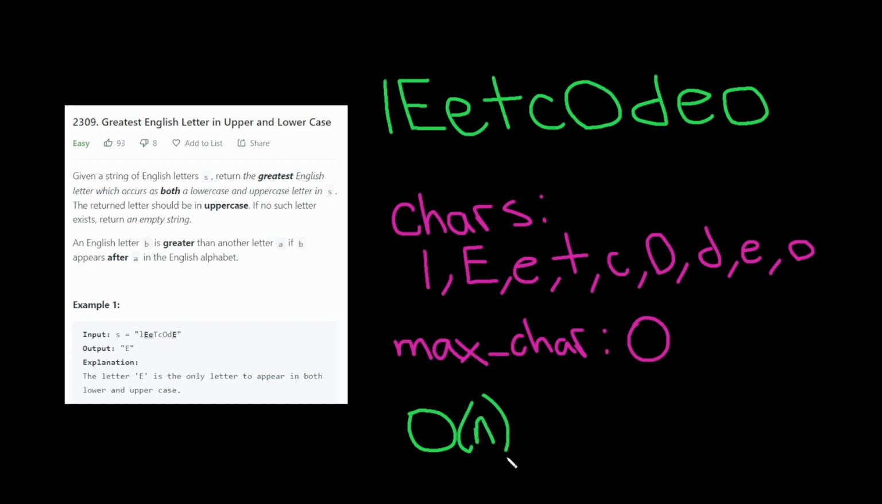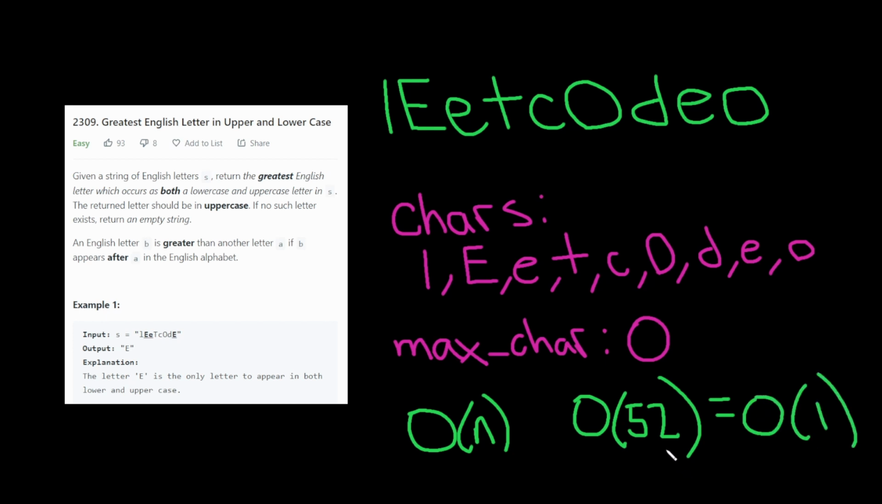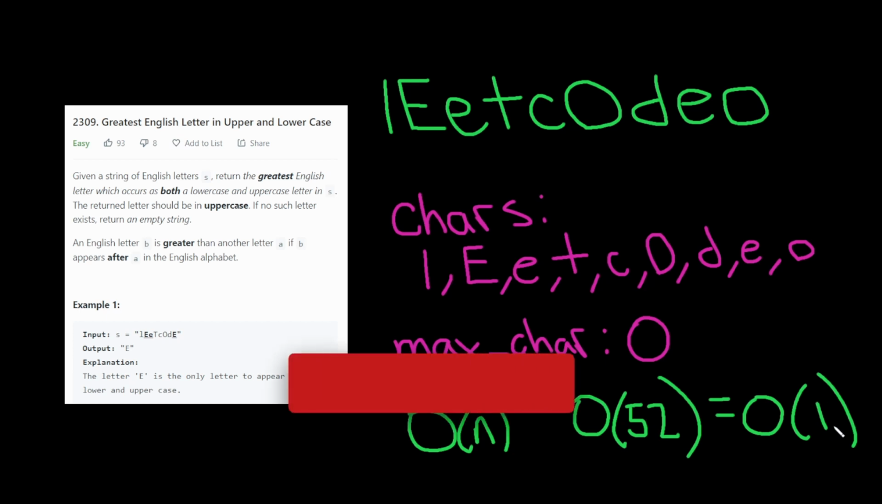In terms of time complexity, this is O of n, because we check every character once. It's just one loop. In terms of space complexity, this is O of 52, which equals O of 1. And the reason it's O of 52 and not O of n is because we know that the English alphabet has 26 lowercase letters and 26 uppercase letters. Therefore, we can just put 52 here instead of n, and that reduces down to 1. And that's all there is to it.